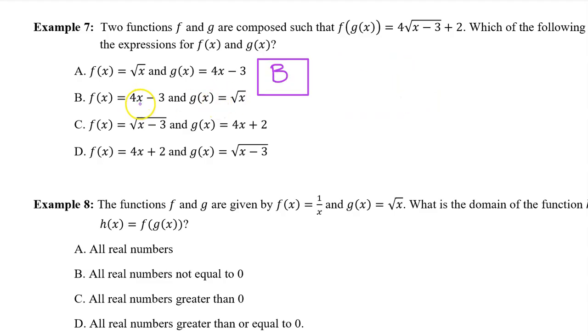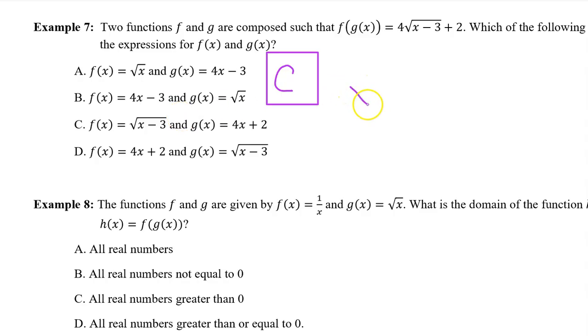Let's try option B. F, the outer function, is 4x minus 3. So we would write 4 parentheses minus 3 for function f. And then function g, the inner function, is the square root of x. So that would go inside the parentheses like this. Not a match.